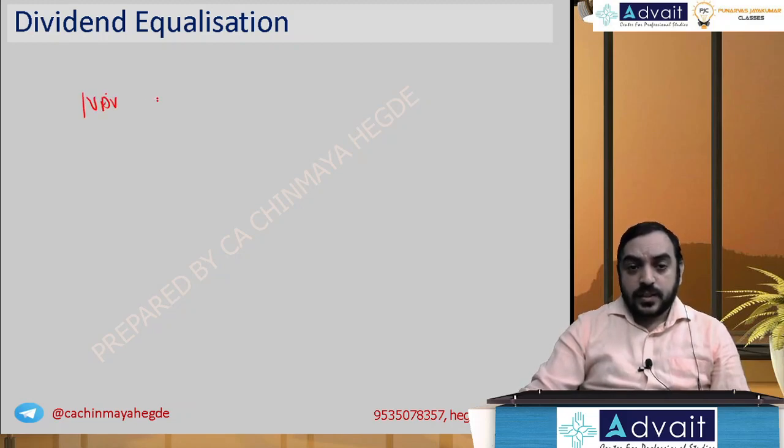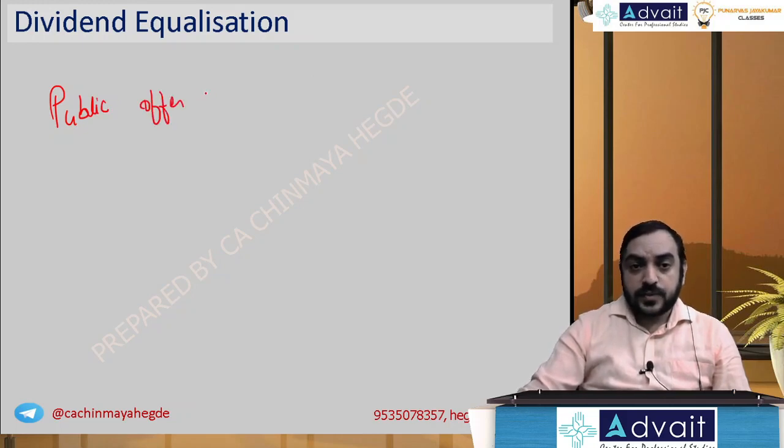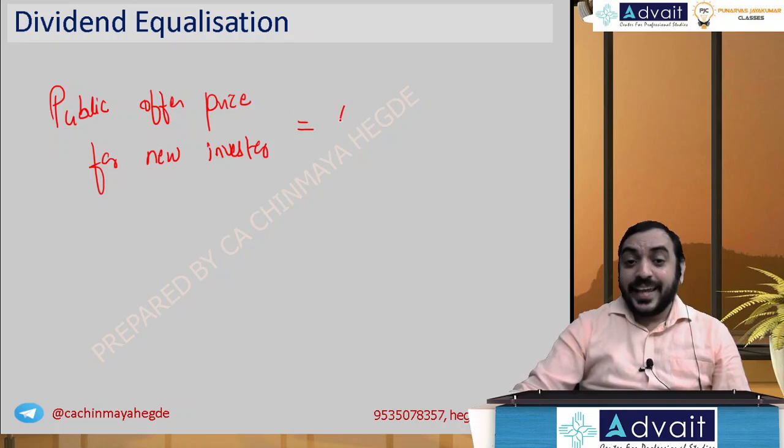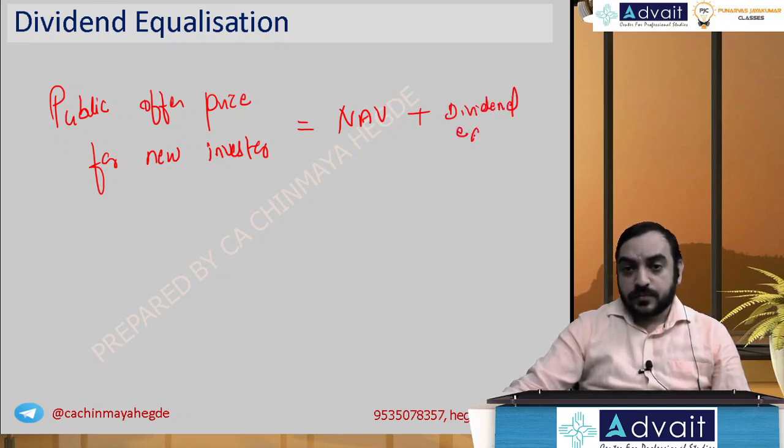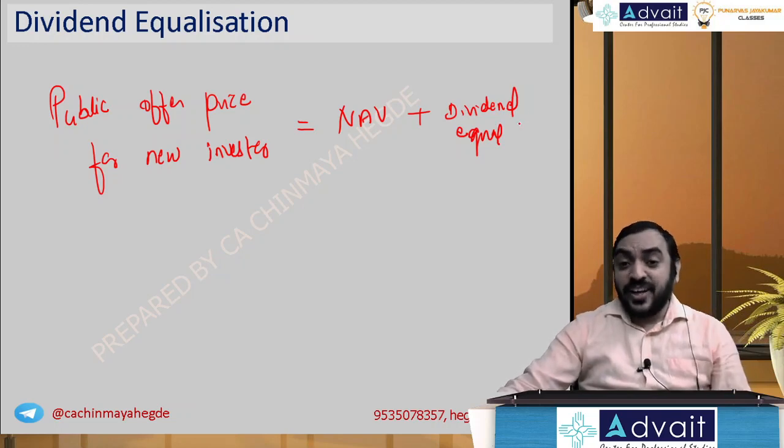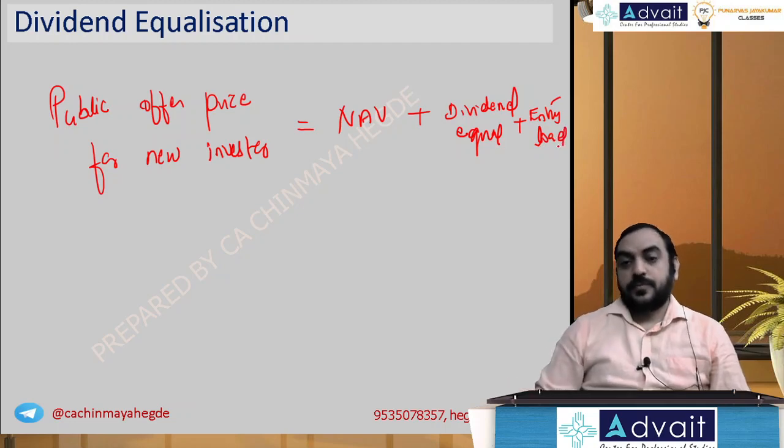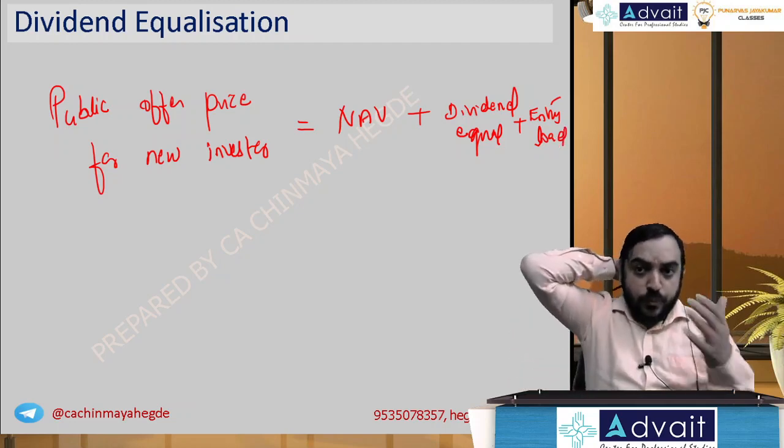Okay, that's the sentence. So NAV during issue will be how much? Or let's say public offer price for a new investor will be NAV plus dividend equalization. And if you have any entry load, that will be added, plus entry load. You have to pay, your cost will increase.